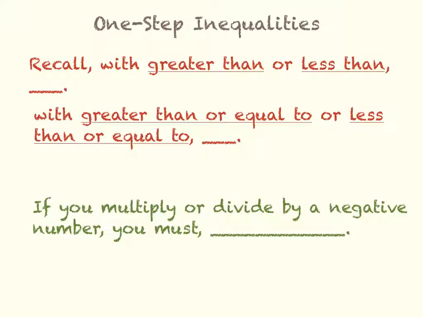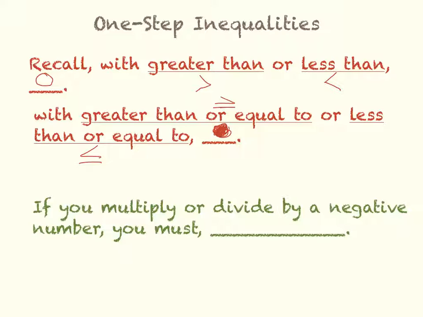One-step inequalities. First, we want to recall that if you have a greater than or a less than sign, then when you are graphing, you're going to use an open circle. However, if you have a greater than or equal to sign, or a less than or equal to sign, then when you are graphing, you fill in the circle. Okay, so don't get those confused. Be careful on which is which.